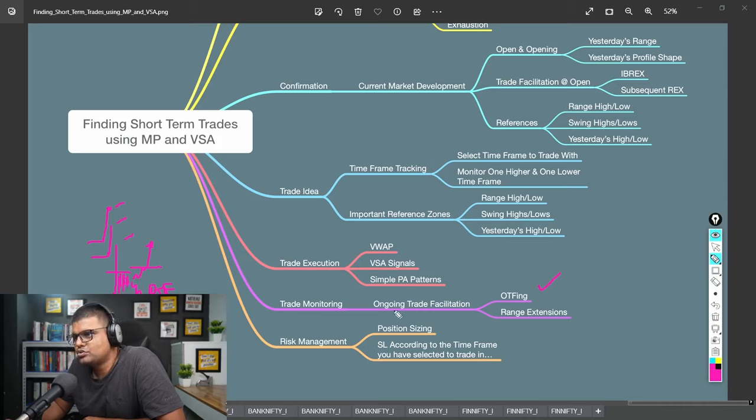So you monitor ongoing trade facilitation. Then you look at risk management. Now this obviously, like selecting your time frame to trade, should be done beforehand. You should already know how many shares you are going to buy, how many lots you are going to buy. Don't jump into the markets without knowing this.